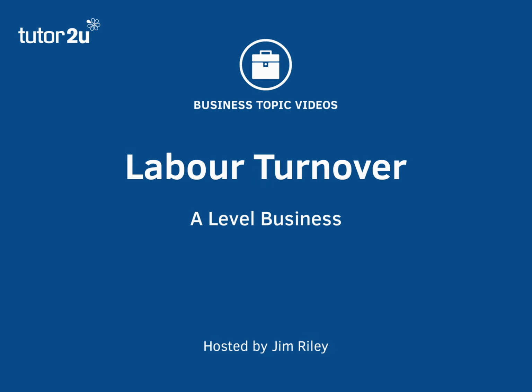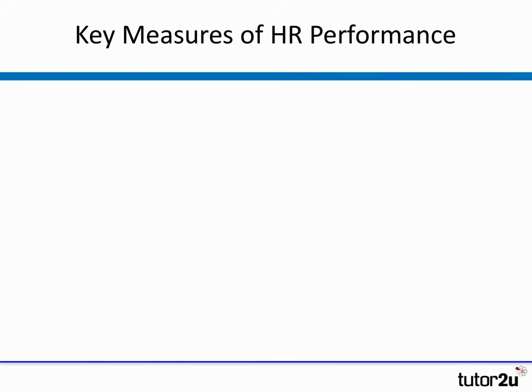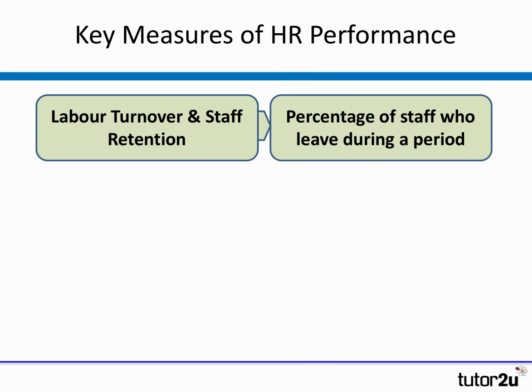Hi there. In this business topic video, we're going to take a look at one of the most popular and also important measures of human resource performance in a business. And it's a measure called labour turnover. Labour turnover is just one of several important measures that can be used to determine how effectively the human resources side of a business is being managed.